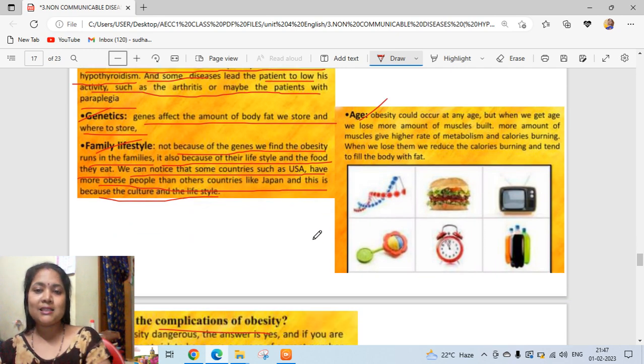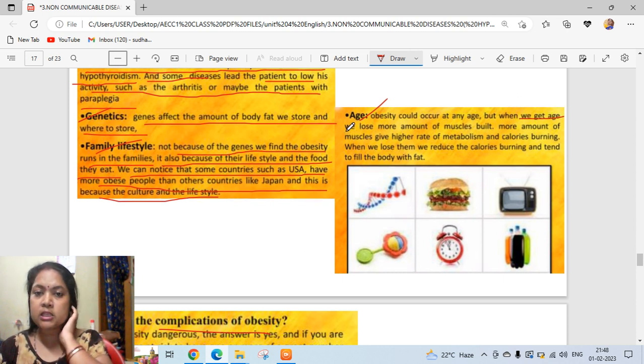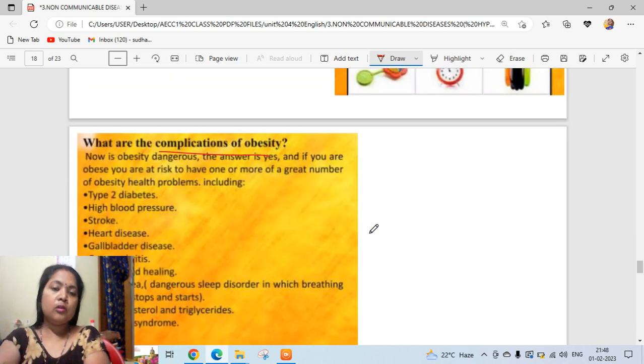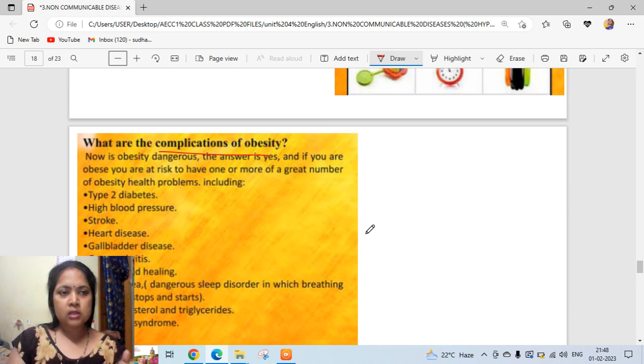Okay, then age. Obesity could occur at any age, but as we get older, we lose more of the muscle we built. More muscle gives a higher rate of metabolism and calorie burning. When we lose it, we reduce calorie burning and tend to fill the body with fat. Okay. So now these were the factors.